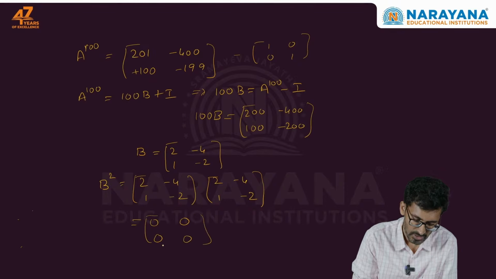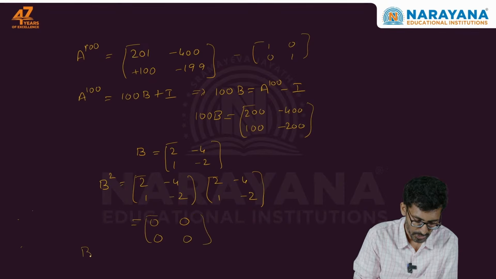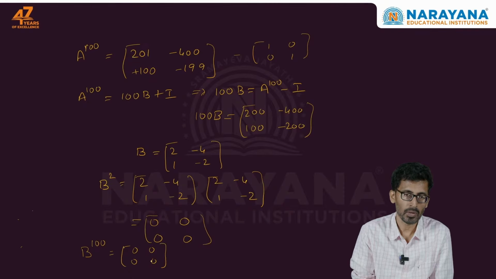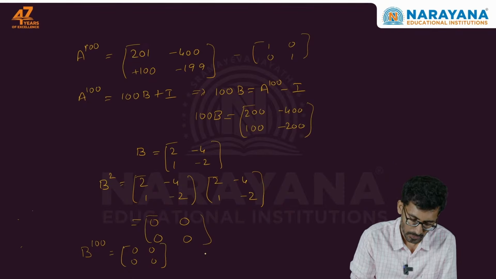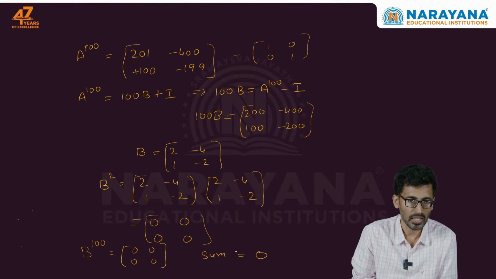So B square is equal to 0. And that means here we have to find the sum of the elements in B power 100. B power 100 is equal to, again, a null matrix. So the sum of the elements of B power 100 is 0. So 0 is the answer for this question.